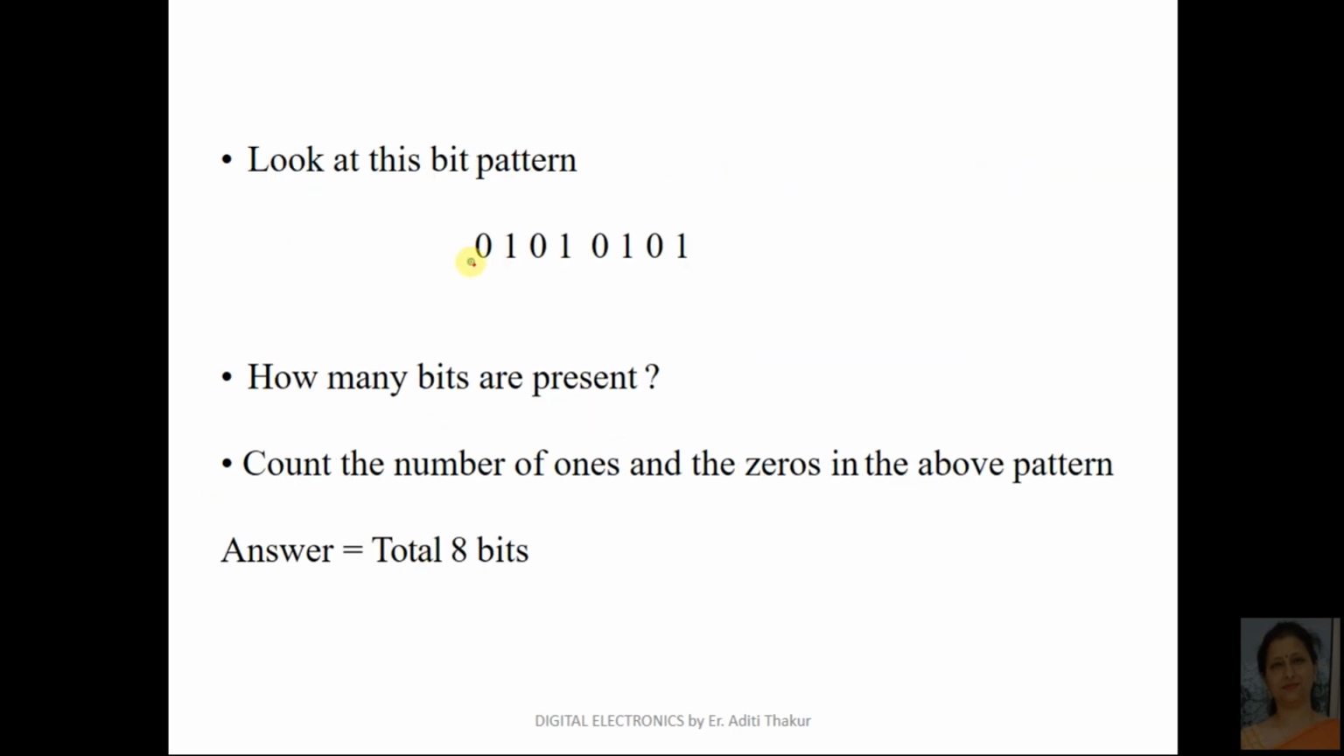Now let's consider one bit pattern, 0 1 0 1 0 1 0 1. If anybody asks how many bits are present in this bit pattern, the number of bits will not only include zeros or only ones, it will include both zeros and ones. The total number of zeros and ones present in this bit pattern is the total number of bits. So the answer for this question is total 8 bits.